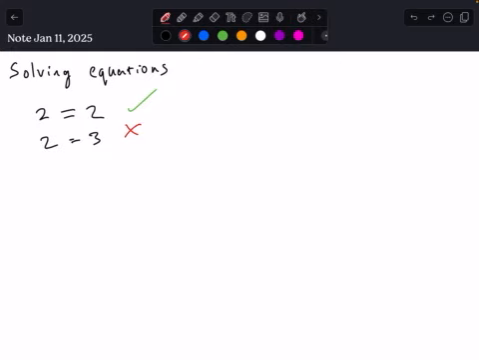But solving equations is where we have a variable in an equation, and we want to find the value for that variable which makes the equation true. So we're going to be mainly thinking about when we have true equality rather than a false one. So let's jump right into an example then. Let's say we have the equation 2 plus 3x is equal to 4 plus 5x.